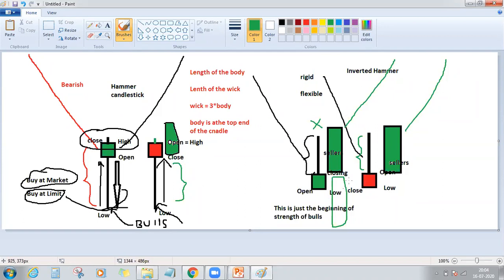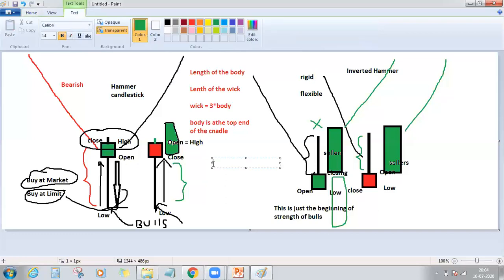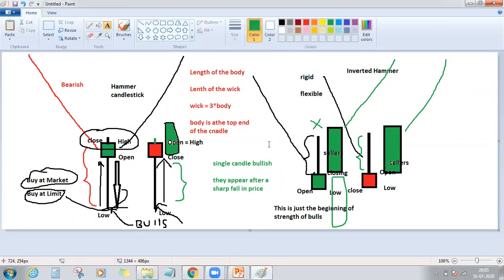This is called the inverted hammer. So both the hammer and the inverted hammer belong to single candle bullish patterns, and they appear after a downtrend, after a sharp fall in price. Is it clear to everyone, this hammer and inverted hammer? Or if you still have doubts, you can ask me.